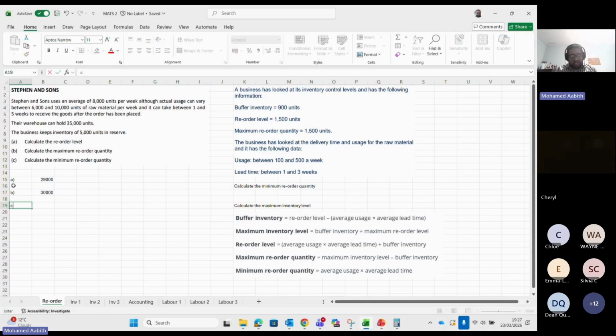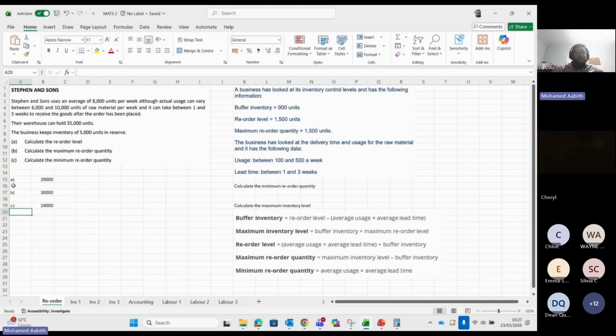And then what is C? It's just asking you what is the minimum inventory level. So how are we going to do it? It's going to be a similar question. It says the average usage times the average lead time. Again, the same process here. The average usage is 8,000 times average lead time of 3, is 24,000. So that is the minimum order quantity.